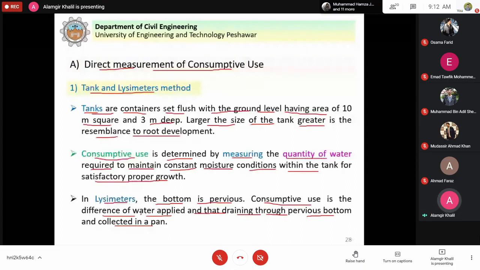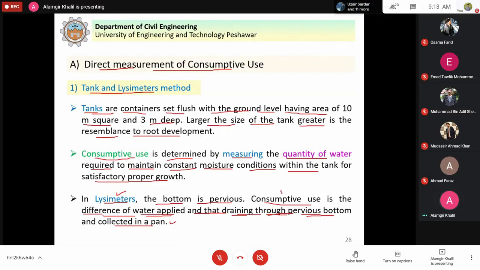The crop will use the water for its evapotranspiration needs, and the remaining water will drain through the pervious bottom and is collected in a pan. So the consumptive use is the difference of the water applied and the water drained from the lysimeter at the bottom. The difference of the two is how consumptive use is calculated.